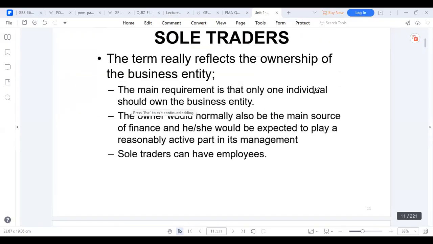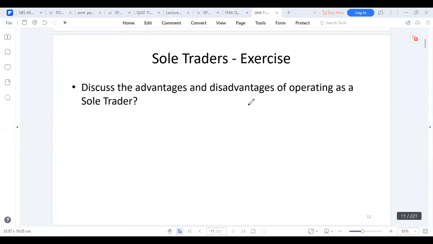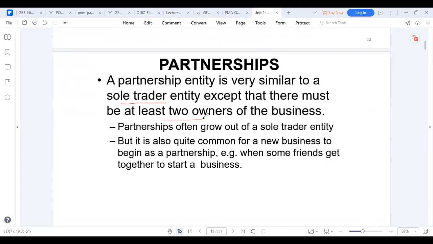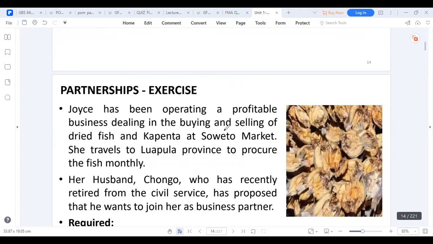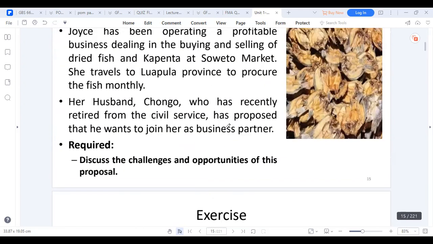So the individual, for a sole trader, is the main source of finance. He has a few employees he can employ. He has some advantages and disadvantages that we have talked about. In a partnership, we've said that it's similar to a sole trader, but can have at least two members. A partnership usually outgrows a sole trader, and it is most common in new businesses. Some friends can come together to introduce some funds in it. So there are opportunities and disadvantages.